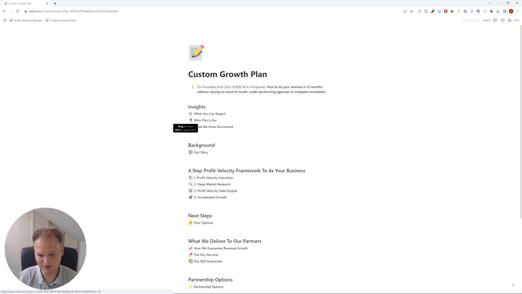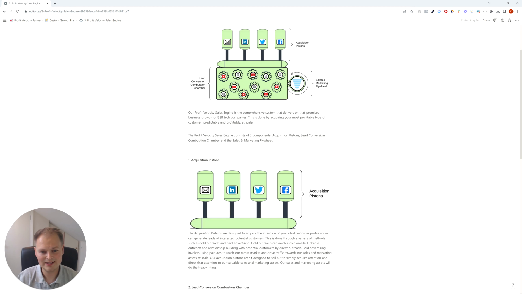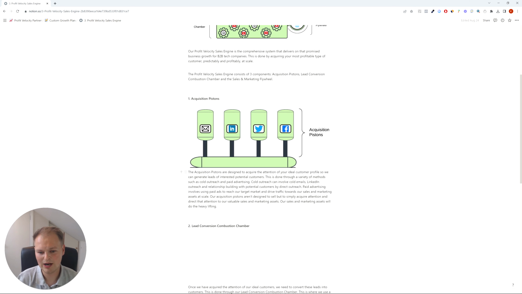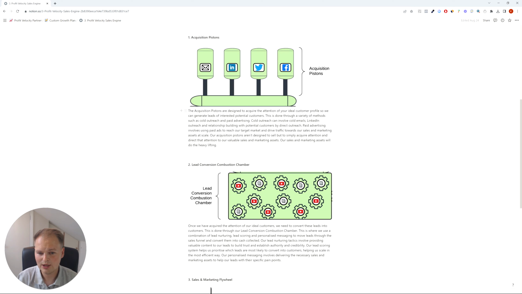So on to our third step, our Profit Velocity sales engine. Our Profit Velocity sales engine is the comprehensive system that delivers on that promised business growth for B2B tech companies. This is done by acquiring your most profitable type of customer, predictably and profitably at scale. So the Profit Velocity sales engine consists of 3 components: acquisition pistons, a lead conversion combustion chamber, and the sales and marketing flywheel. So our acquisition pistons are designed to acquire the attention of your ideal customer profile so we can generate leads of interested potential customers.